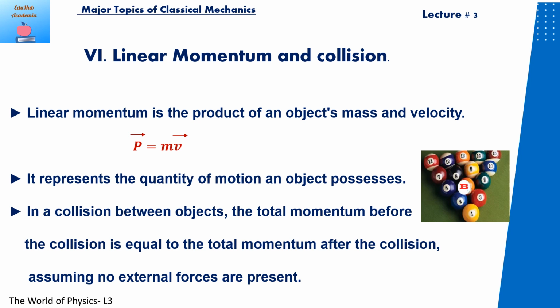Momentum, linear momentum, is something that the object possesses because of its motion. And it's given by the product of mass times velocity. It's a vector quantity, as you can see there. When no external force acts on the system of objects, then the total linear momentum remains the same, and we say it is conserved.